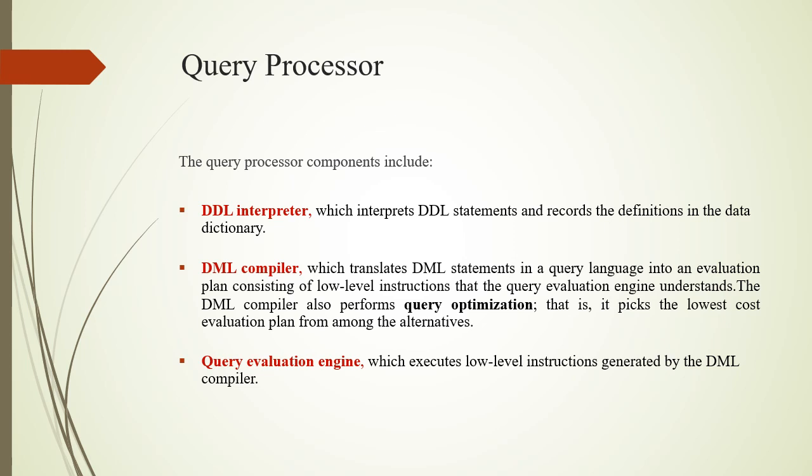The DML compiler also performs query optimization. It means that it picks the lowest cost evaluation plan from among the alternatives. That is how quickly you can get the results. That is query optimization. Next is the query evaluation engine, which executes low-level instructions generated by the DML compiler.